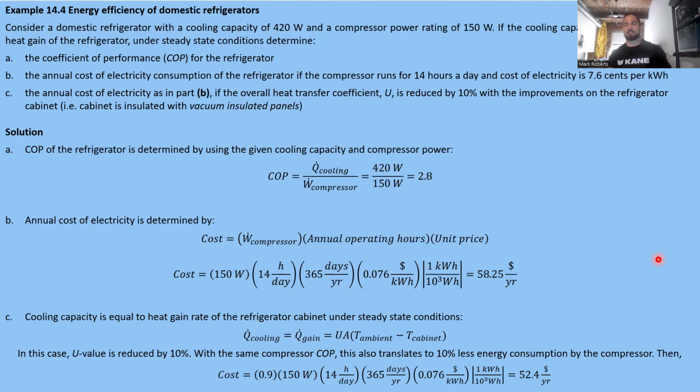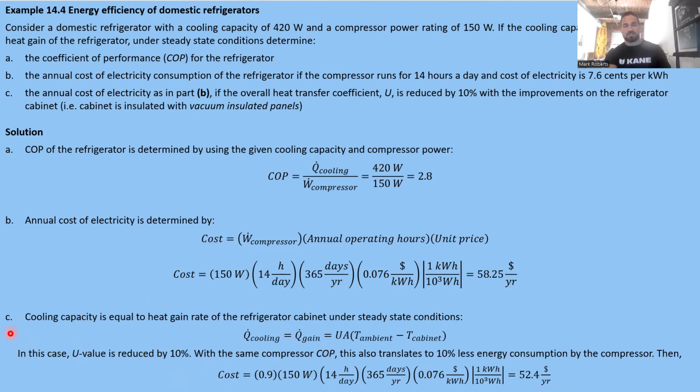Or we can consider that instead of running the compressor all the time as in the previous case, we now only need to run the compressor 90% of the time that we did in the previous case. If the heat transfer rate is 10% lower, we only have to do 10% less cooling. The compressor only needs to be on 10% less than previously. So if the compressor only has to be on 10% less, then we know our current cost should be 90% of what it was previously. And again, that's what this equation shows right here.